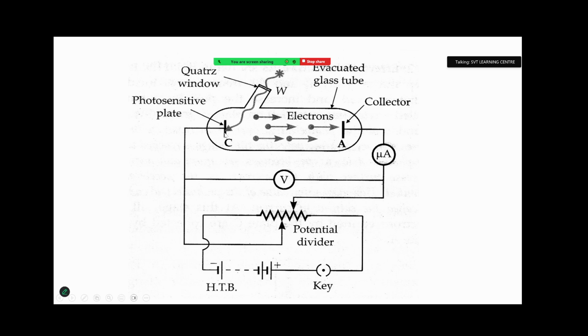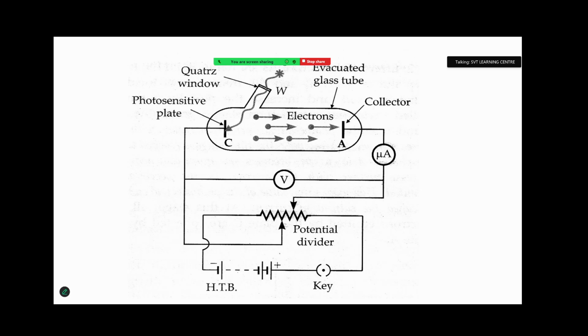The plate C, which we call the cathode, is connected to the negative terminal, and the plate A is connected to the positive terminal. In order to find out whether electrons are emitted, and if they are, how many are emitted, we have an ammeter which measures the current that flows as soon as the electrons are incident on plate A. We have a potential difference because the plates are connected to a cell, and that is measured by a voltmeter placed over here.